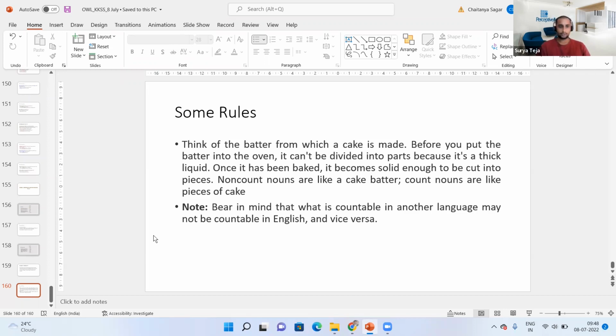This is the case with count and non-count nouns, and there are certain other rules also in this topic. We'll see them in the further sessions. So does anyone have any doubts specifically about these count and non-count topics?